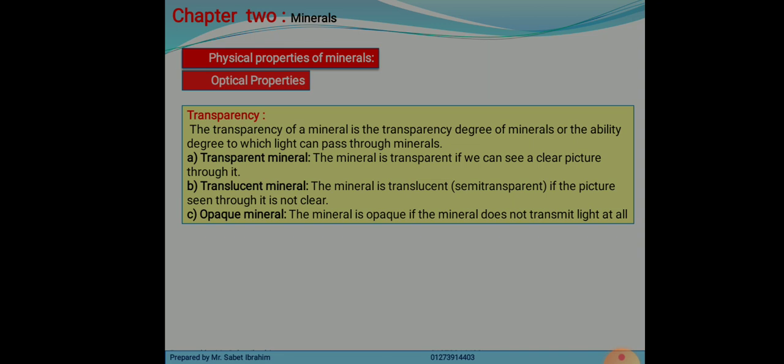So we have 3 types of transparency. Transparent mineral, most light passes through. Semi-transparent mineral, some light passes through, but we cannot see the picture behind the mineral clearly. And the third type is opaque mineral, which no light passes through, but all the light is reflected.